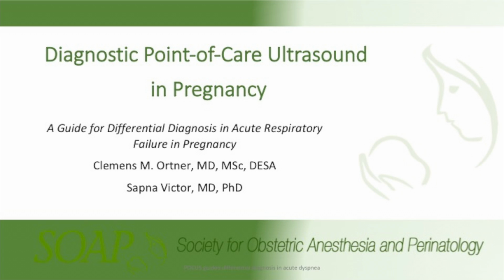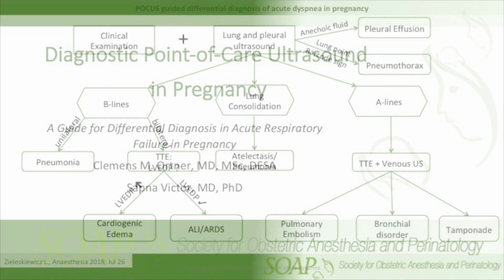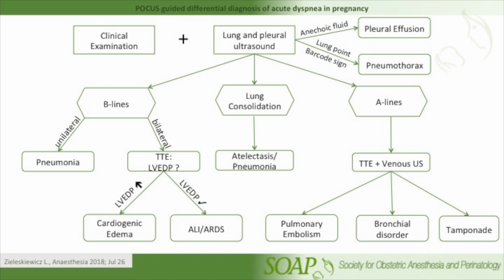Today we will discuss how to use point-of-care ultrasound in the differential diagnosis of acute respiratory failure in pregnancy. We will guide you through the following algorithm, which combines pulmonary ultrasound and cardiac ultrasound. This decision tree was published in a review article on point-of-care ultrasound in pregnancy in anesthesia in 2018.